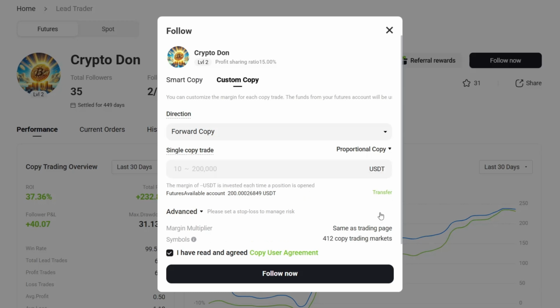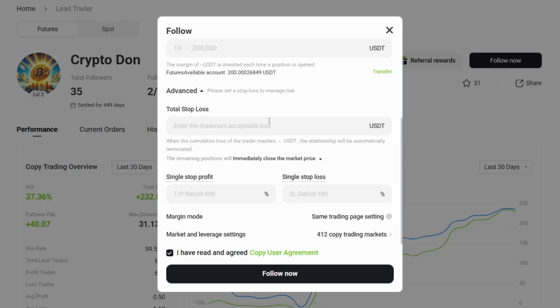So if CryptoDawn would use 10% of his available balance, we would use 10% of our balance. So that would turn out to be about 20 USDT for that trade. Using proportional copy follows the lead trader's position sizing more closely, so that's what we're going to use. Right under our available account balance, we can see something that says advanced. If we click on this, this will show us more settings.